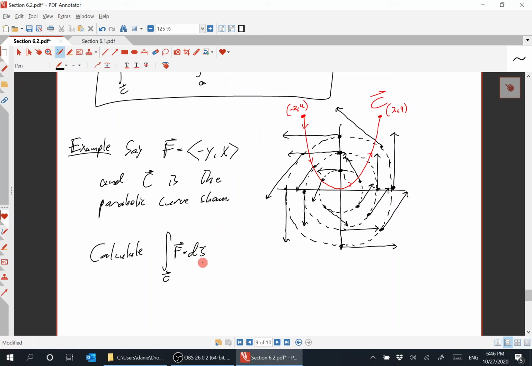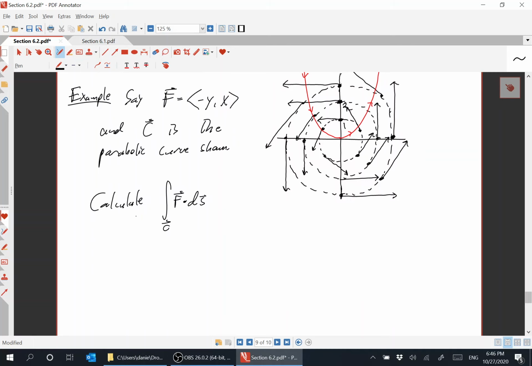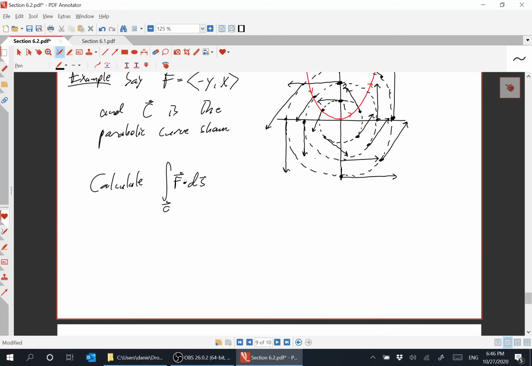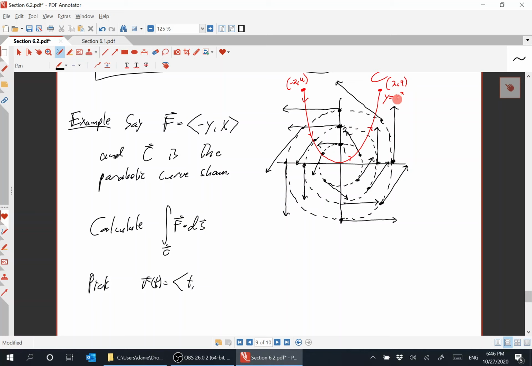So again, nice compact notation. We don't even say F of x, y, right? So it's just F dot ds. All right. Well, I didn't give you r. I didn't say what r is. We have to figure out what r should be. So if that's the parabola, the parabola is y equals x squared. All right. Let's pick r of t such that x is equal to t, and y is just f of x squared. So let x be t and y be t squared.